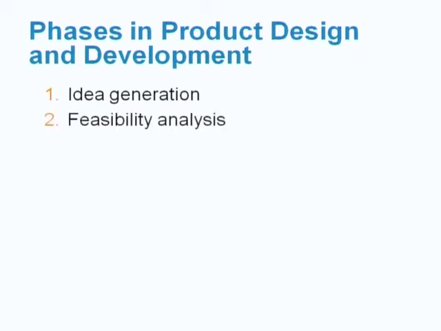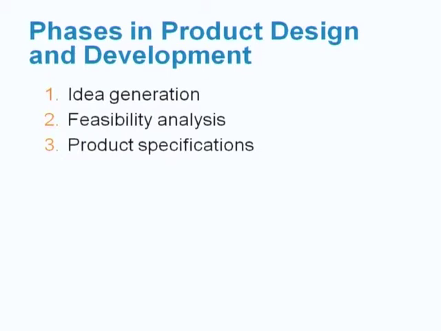Then we need to do feasibility analysis. It means that we check whether it is possible to launch this new product or not. So we need to consider the cost and profit of launching this new product into markets. After that, if it is good profit, good return on investment, we go to step 3. We do the product specification.